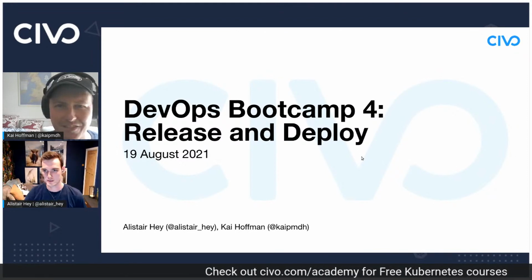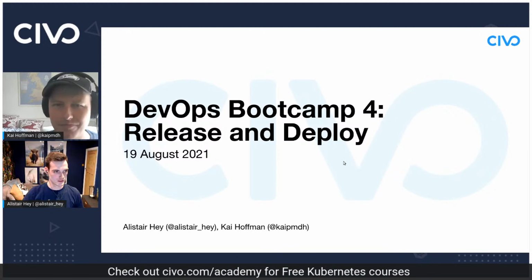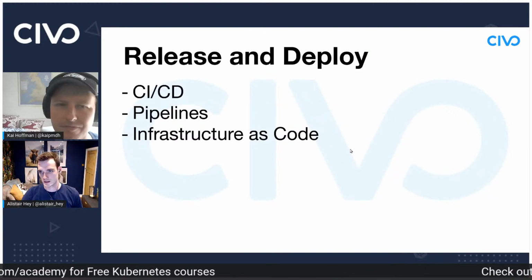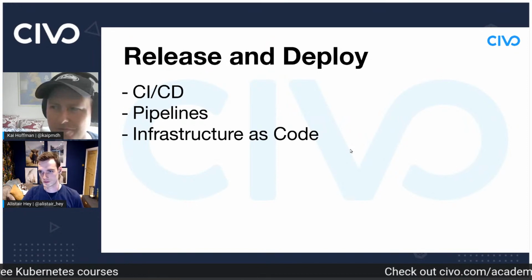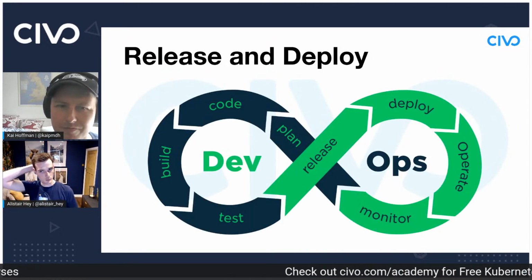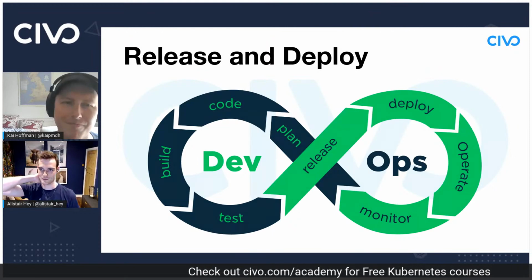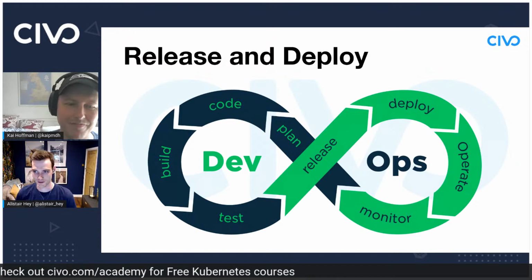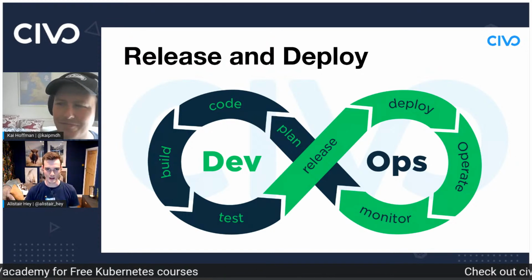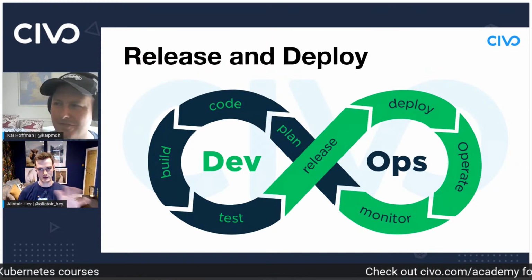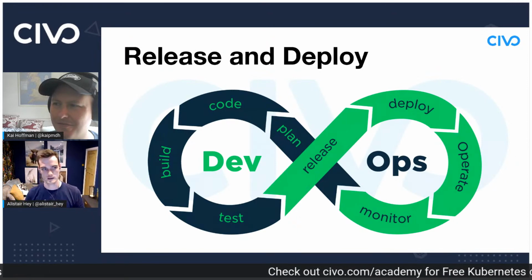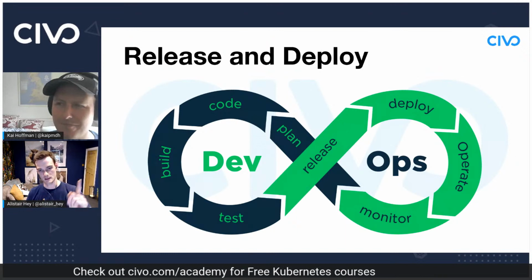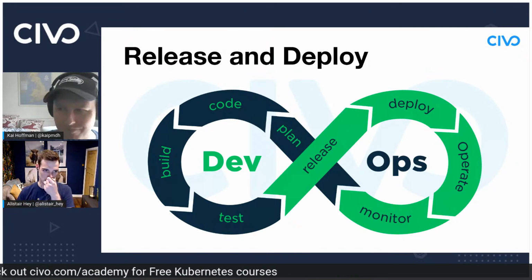Yeah. So yeah, release and deploy. We're going to talk about CI/CD pipelines. We're going to talk about infrastructure as code. So release and deploy. We're going to come back to the de facto DevOps infinity symbol that you'll see all over the place. And you can see release and deploy here in the middle. We touched on build and test last week, release and deploy now. And then I think as we move through the sections, we'll move around to operate and monitor.